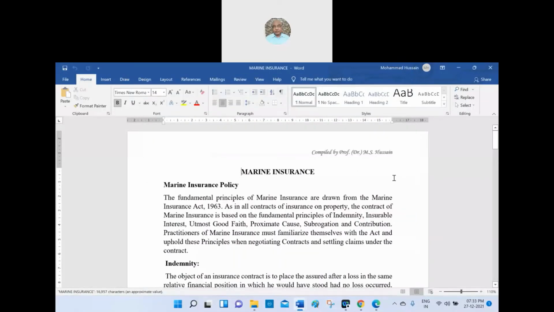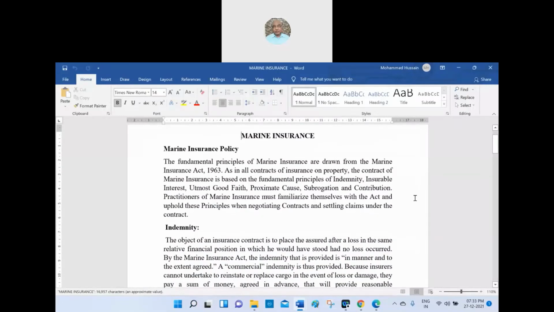Yeah. So insurance policy is nothing but indemnity, as we studied in the marine insurance, and it is through the Marine Insurance Act that the principles are made. Any insurance: number one, indemnity is there. Number two, insurable interest is there. Number three, utmost good faith is there. Number four, proximate cause is there. Number five, subrogation is there. Number six, contribution is there. And these are generally the 6 or 7 points which come under the principle of insurance.